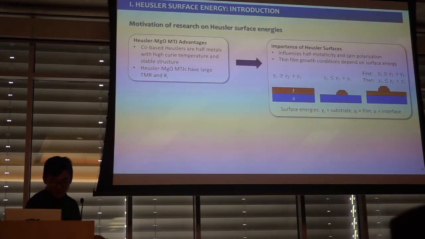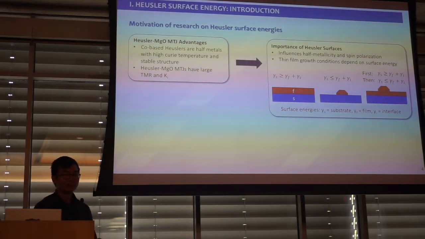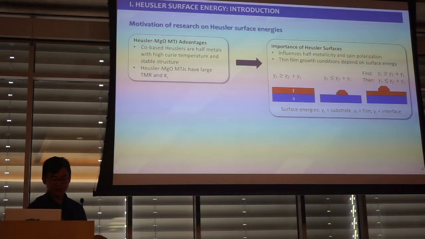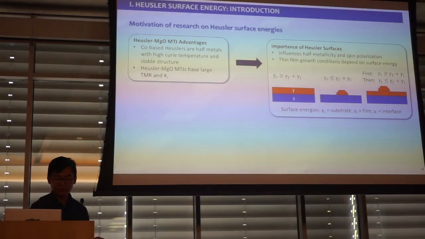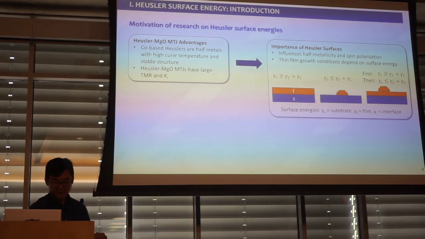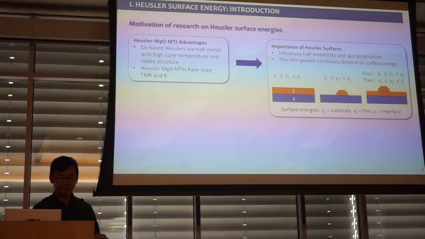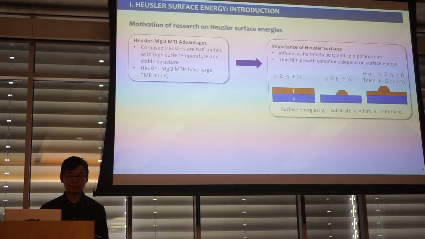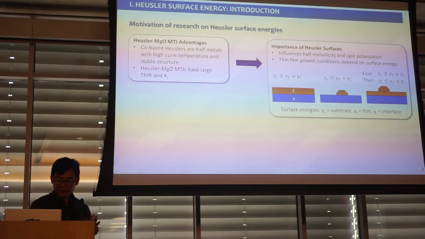Okay, so here are some advantages of the Heusler MgO magnetic tunnel junction. There's been a lot of interest in the cobalt-based full Heuslers because they've been shown to be half metals with a very high Curie temperature and a very stable structure. And the Heusler MgO interface has been shown to have a very high tunneling magnetoresistance and perpendicular magnetic anisotropy. So there's a lot of interest in these particular magnetic tunnel junctions, and that's why we're interested in the Heusler surfaces.